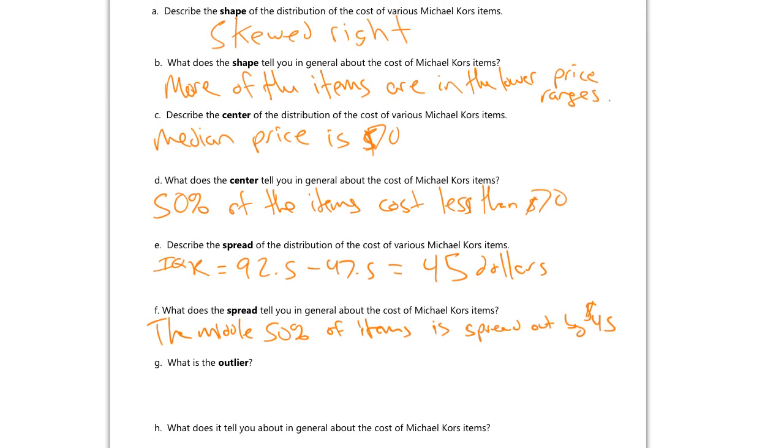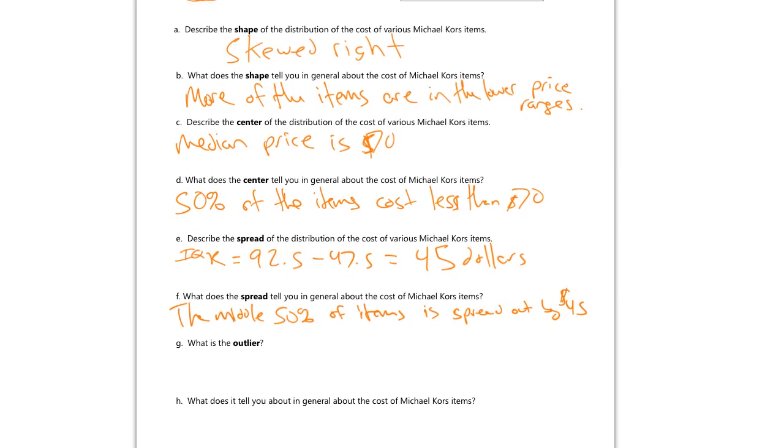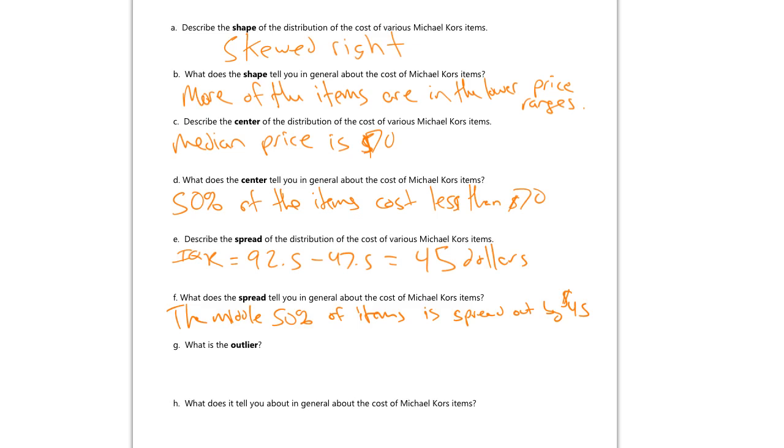What is the outlier? There's definitely an outlier, right? And so if we go back up and look at our chart, we can see that there's this one item, and we know it's one based on the frequency, that costs a big amount. And normally a histogram doesn't tell us that, but we actually have the max right there. So we can say that the outlier is the item that costs $215.